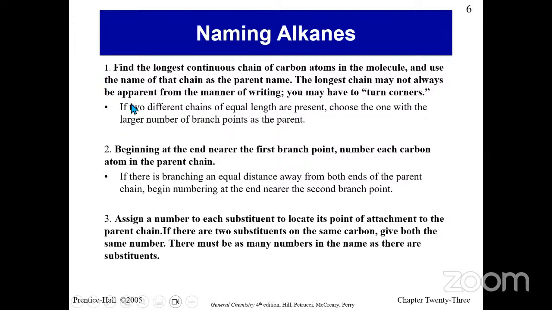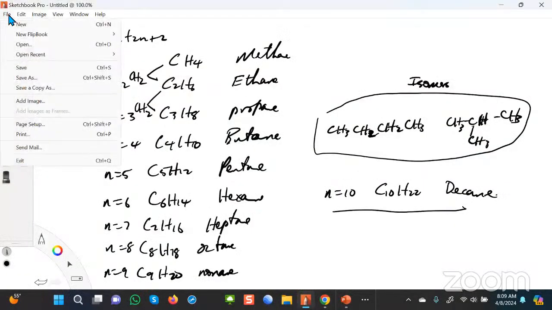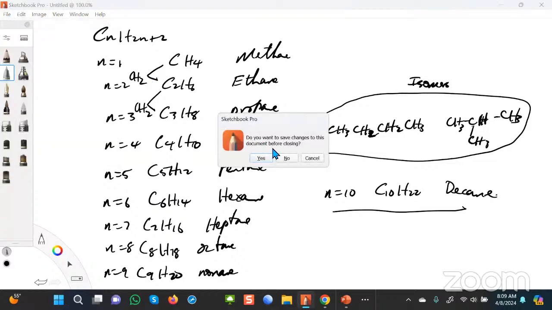In fact, let me go to my writing application here, and let me start off with the first example, which is CH3, CH2, CH2, CH, and then we have CH2, CH3, and then we have CH3, all right? So let's say you're asked to name this compound. The first rule says you need to find the longest chain of, wait, give me one minute here.